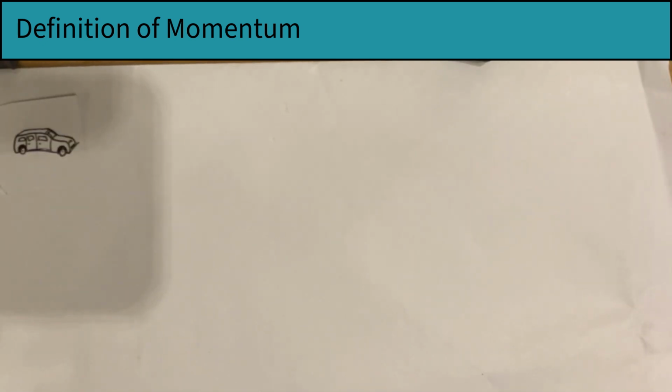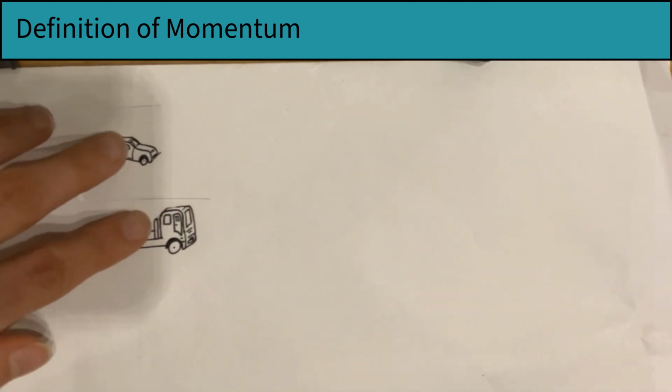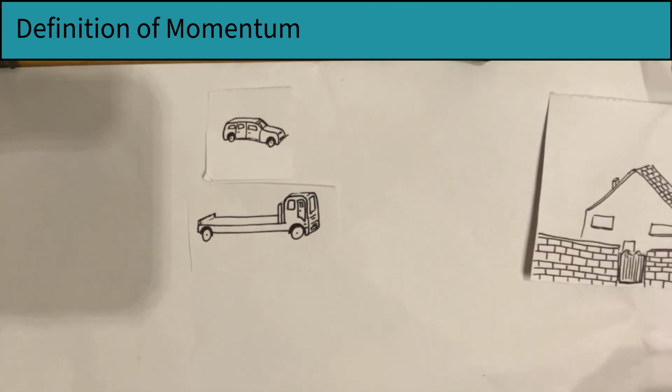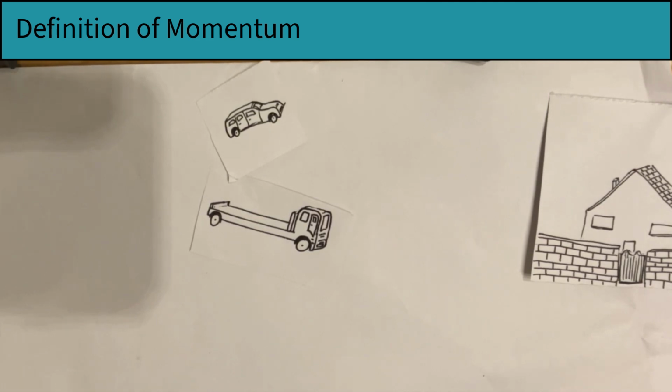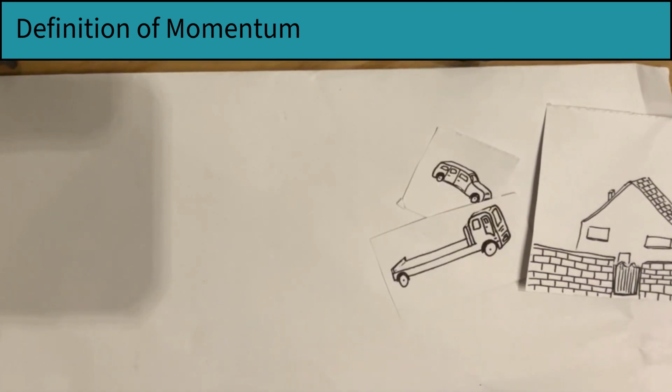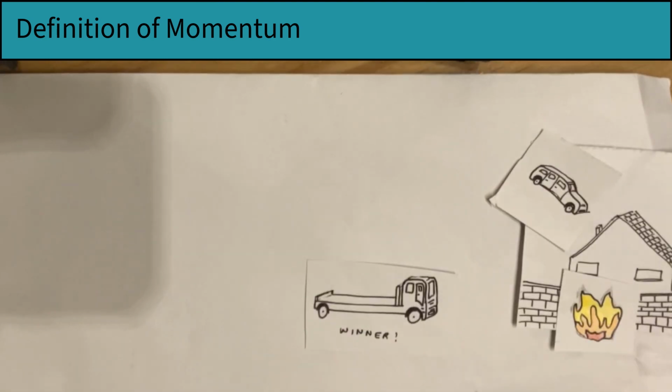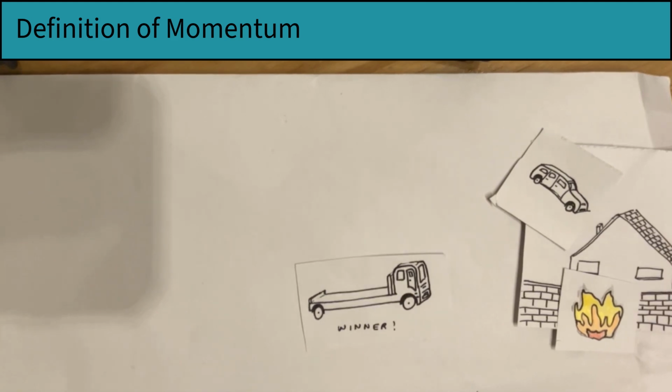Imagine a car and a truck driving along a road. Imagine they were to get out of control and accidentally crash into a house. Which vehicle do you think would cause more damage? I think it would be the truck.